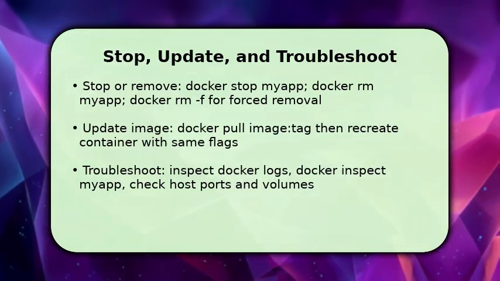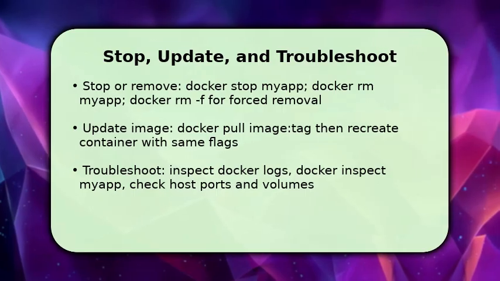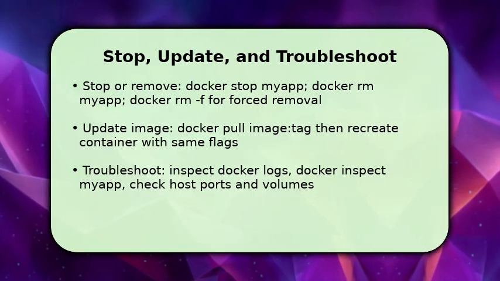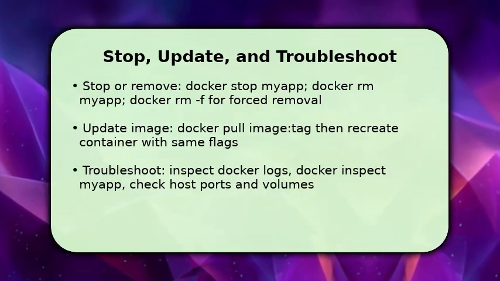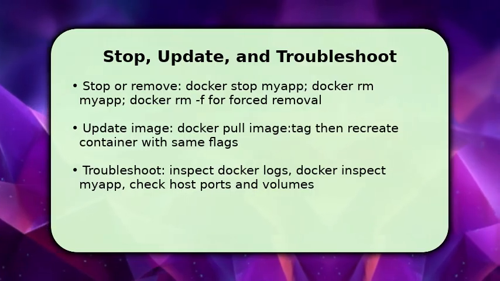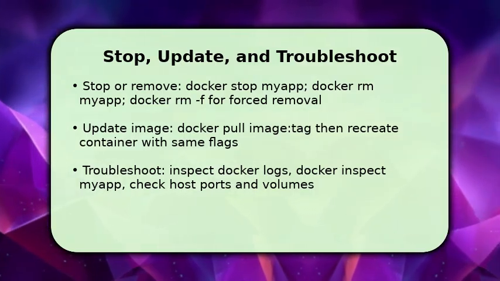If things go wrong, start by reading docker logs myapp, then docker inspect myapp to check networking and mounts. Often port conflicts or incorrect volume paths are the culprit. If stuck, restart the Docker service on the host and retry the recreate steps.